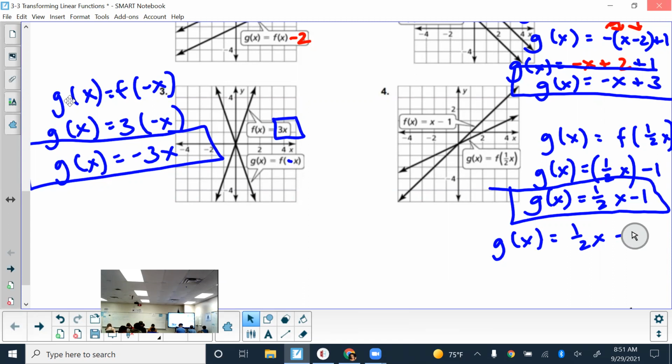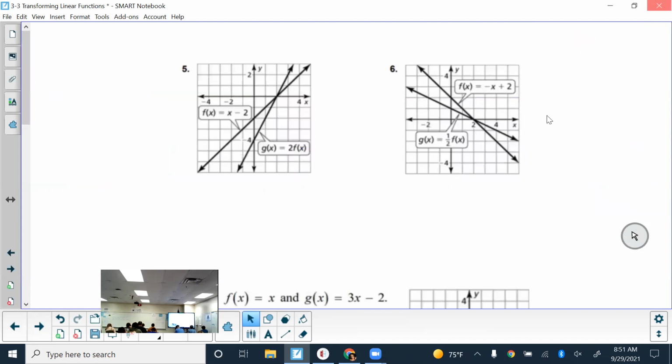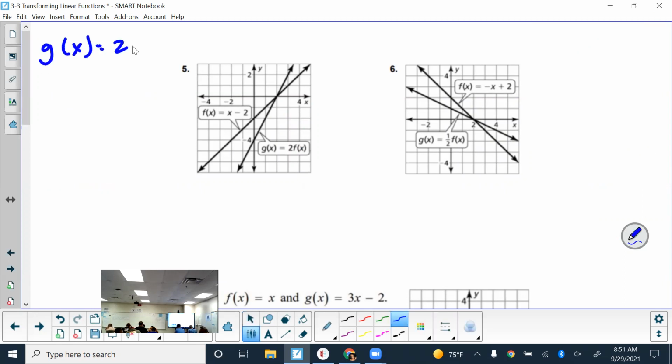All right, so for 5 and 6, we're just going to be making the equation. Don't worry about the transformation, because we're not going that deep for these ones. But number 5 says g of x equals 2 times f of x. So is something being done to the input or the output? The output, because it's not inside the parentheses this time. And what am I doing to f of x? I'm doubling it, multiplying it by 2. So it's going to be 2 times whatever f of x equals. What does f of x equal?